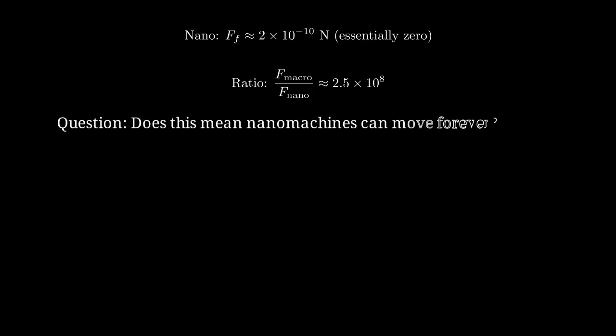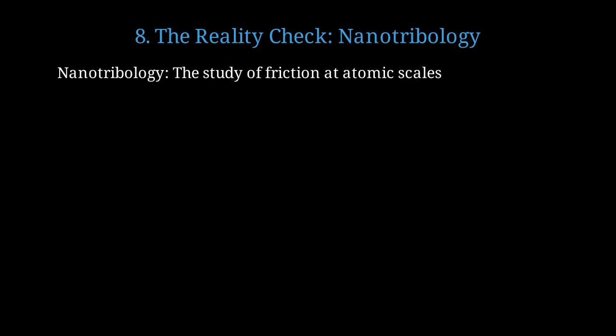This raises an intriguing question. Does this mean nanomachines can move forever without friction? Let's examine the reality of friction at nanoscale through the science of nanotribology. Nanotribology is the study of friction, wear, and lubrication at atomic and molecular scales.